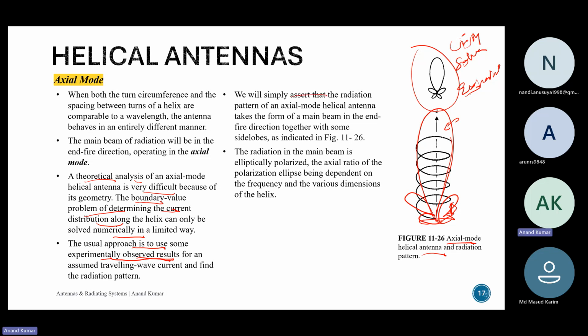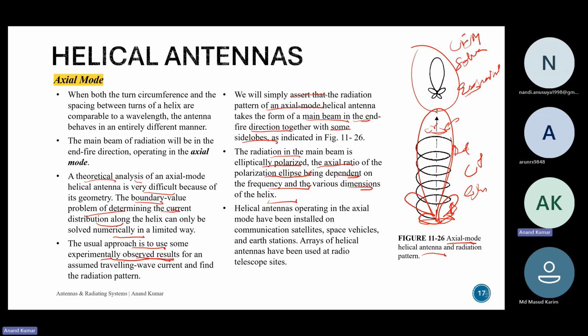So we simply assert that the radiation pattern of the axial mode takes the form of a main beam in the end fire direction, together with some side lobes. The radiation in the main beam is elliptically polarized, the axial ratio of the polarization ellipse being dependent on the frequency and various dimensions of the helix, such as this radius. All those things have to be tuned to get circularly or elliptically polarized radiation.